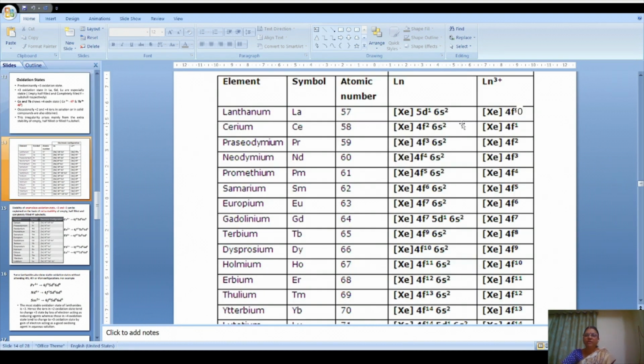So here we can see the lanthanum +3 electronic configuration. This is the lanthanum electronic configuration. There is loss of 2 electrons from 6s and 1 electron from 5d or 4f. So we can have here the electronic configuration for the lanthanum +3 ion.